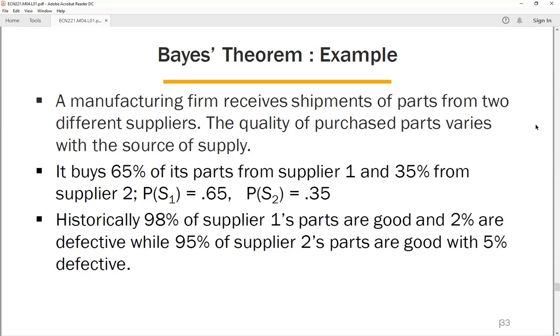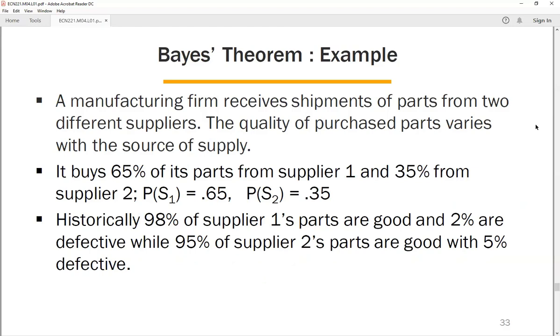So to give an example, we've got a manufacturing firm that receives shipments of parts from 2 different suppliers. The quality of purchased parts varies with the source of supply, so one vendor gives better parts than the other. It buys 65% of its parts from supplier 1 and 35% from supplier 2. The probability then that a part came from supplier 1 is 0.65, and the probability that the part came from supplier 2 is 0.35. And this just comes from the 65% and the 35%.